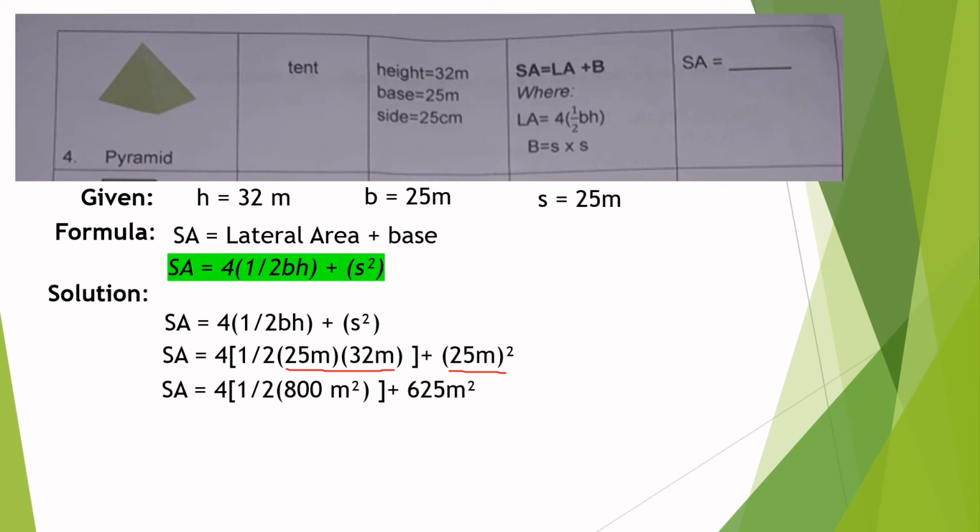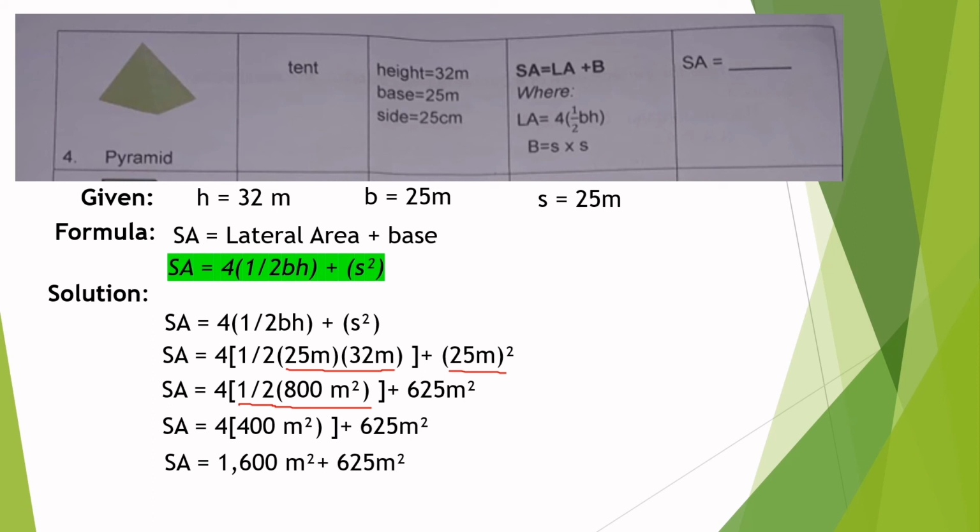Next, perform the operation inside the parentheses. So we have 800 times 1 is 800 divided by 2. So we have now 4 times 400 m squared plus 625 m squared. And of course, we need to perform first this one. So 4 times 400 meters squared, we have 1,600 meters squared plus 625 meters squared. And adding these two, we have SA now is equal to 2,225 meters squared.